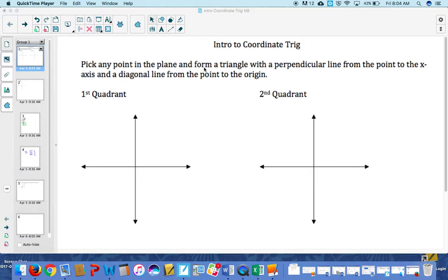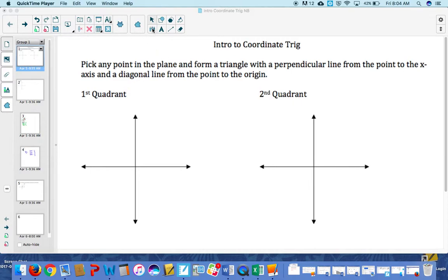Okay, this is Intro to Coordinate Trigonometry, and coordinate means we are working on the coordinate plane. So today what we're going to look at are triangles in the coordinate plane and all four quadrants. It says here to pick any point in the plane and form a triangle with a perpendicular line from the point to the x-axis and then a diagonal line from the point to the origin.